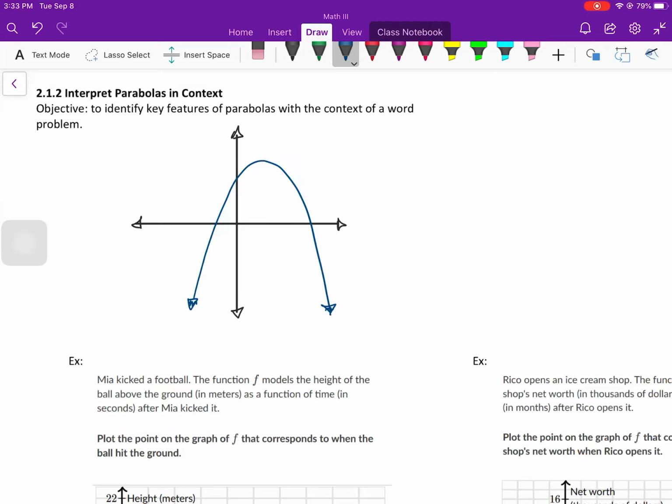We're going to go ahead and interpret key features of the parabola within the context of some word problems. So let's go over a couple of those key features. One of those key features is the x-intercept. Here's an x-intercept because that's where it's crossing the x-axis. Here's another one. A key to the x-intercept is that the y is 0. So that's the x-intercept.